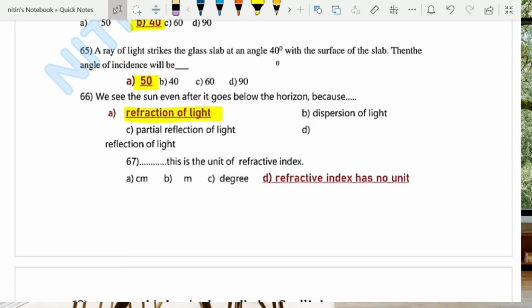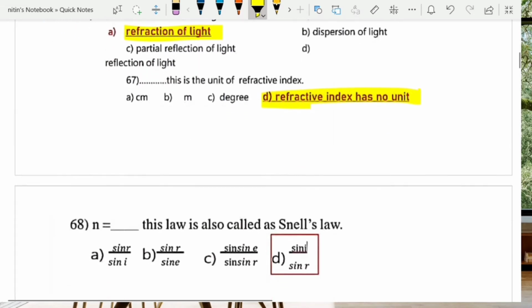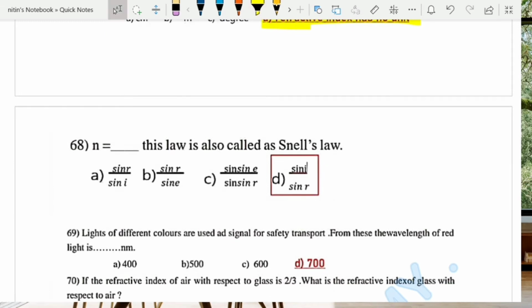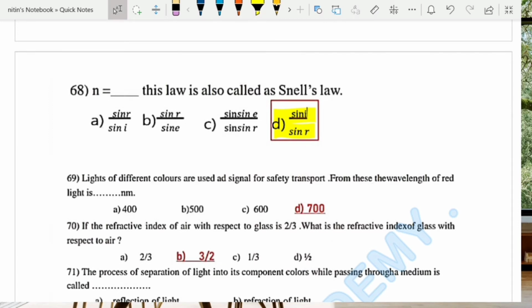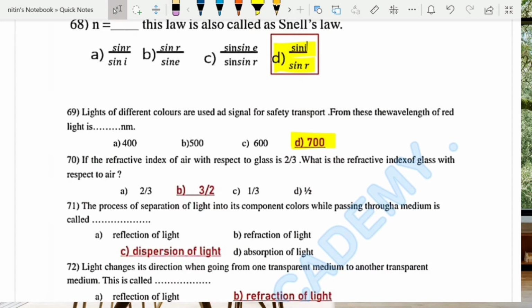Dash is the refractive index has no unit. n is equal to sin i by sin r is Snell's law. Light of the different colors, 700 nm. If the refractive index of the air with respect to the glass is 2 by 3, what is the refractive index of glass with respect to air? 3 by 2.